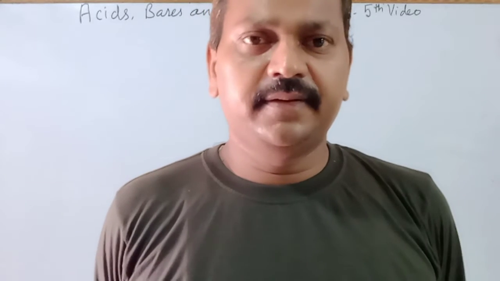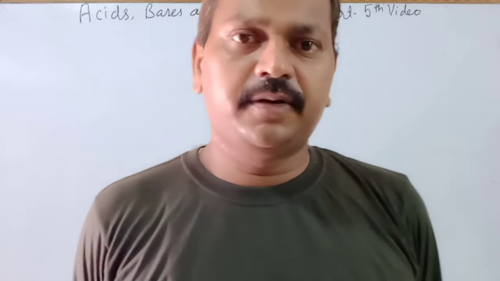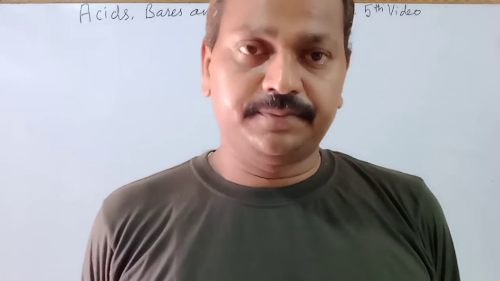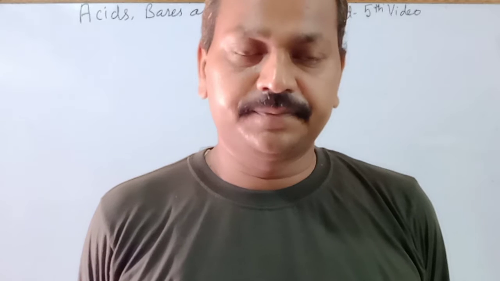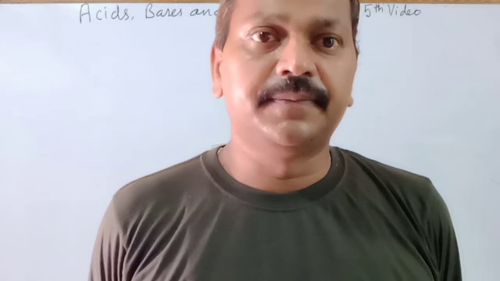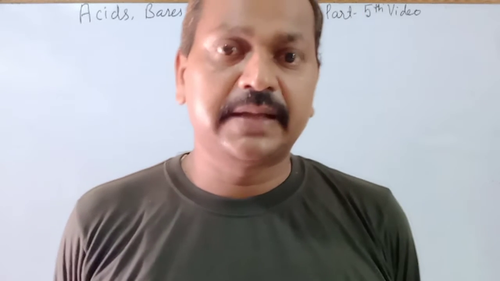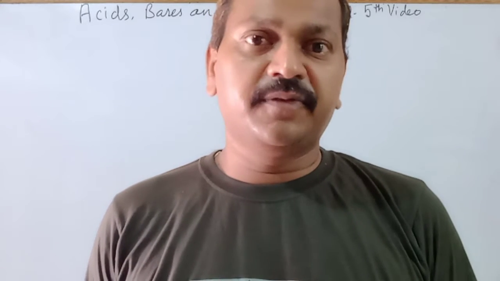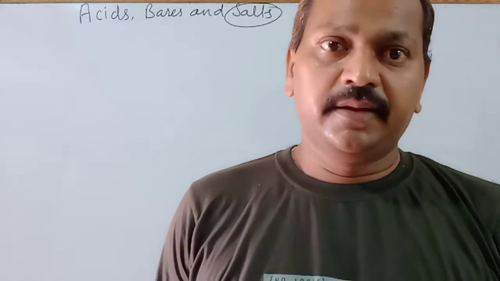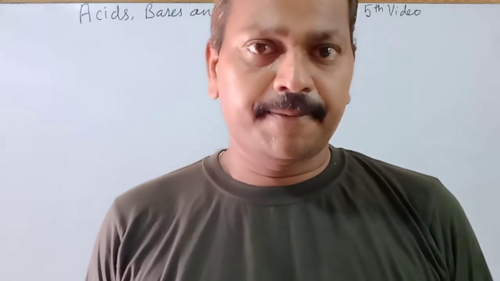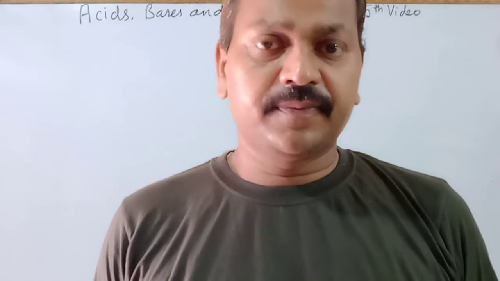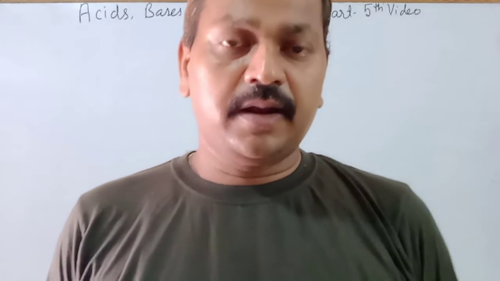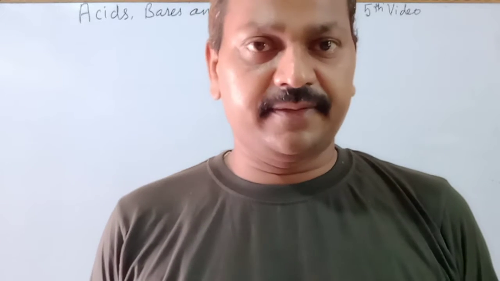Yes, students of class 10, this is the fifth video of chapter 2, acids, bases and salts. Now let's review videos 1 to 4. In this chapter we have covered the classification of chemical substances into acids, bases and salts, how to test acids and bases by using acid-base indicators, then the general properties of acids and bases, the strength of acids and bases, the role of water in dissociation of acids and bases, and the effect of dilution on acids and bases.